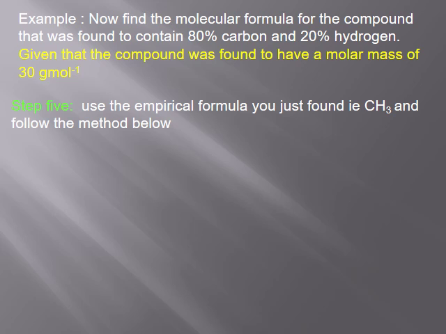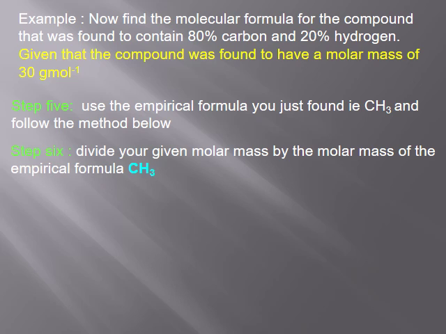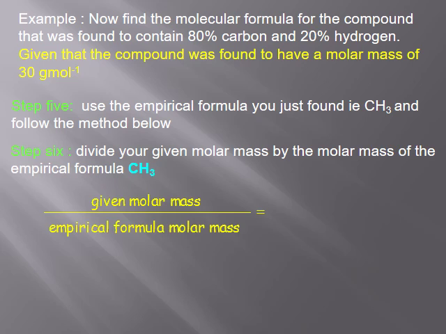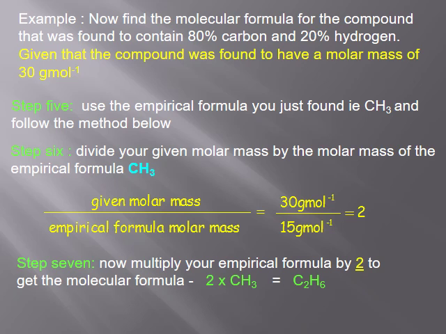Okay, welcome back. So again, now we have the empirical formula you just found, which is CH3, and follow the method. Divide your given molar mass by the molar mass of the empirical formula, which you know is 3 times 1 plus 12, 15. So it's going to be 30 divided by 15 to give 2, which is your common ratio. Then you multiply your formula by 2 to give C2H6. And that's the answer.